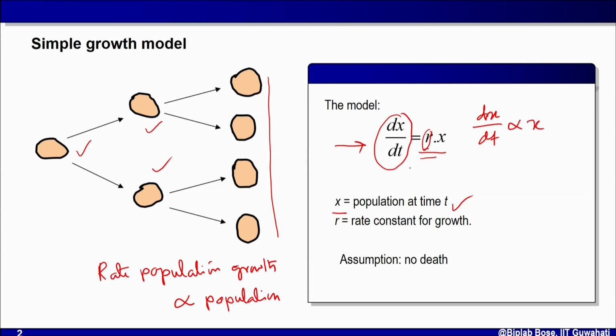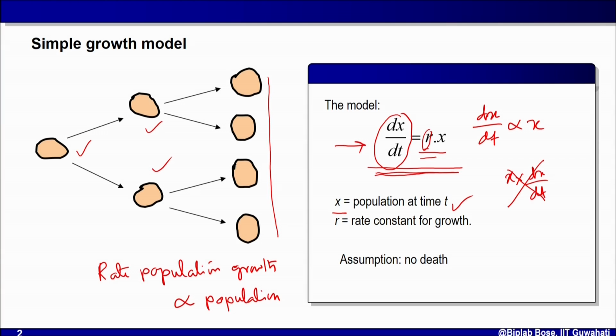So if you look into the equation, we have dx/dt equal to r into x. Here the power of x is 1, the power of the derivative is also 1. There is no product between x and its derivative. So that means we don't have this product. That means this ordinary differential equation is a linear equation.